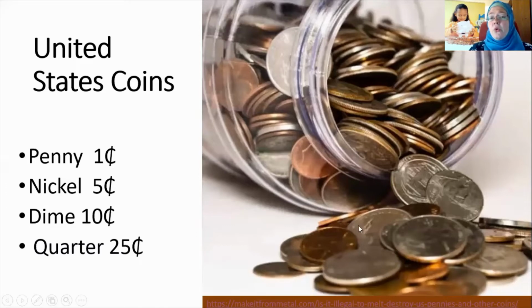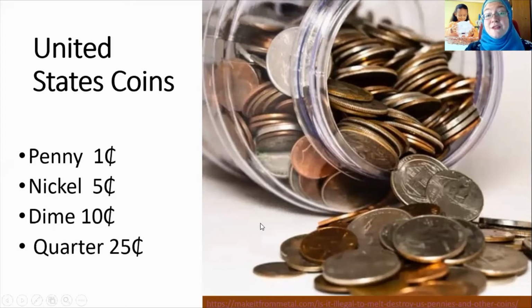So our coins are going to be different in several ways, but one of the most important ways is their value. So the penny is worth 1 cent, the nickel's worth 5 cents, the dime is worth 10 cents, and the quarter is worth 25 cents.